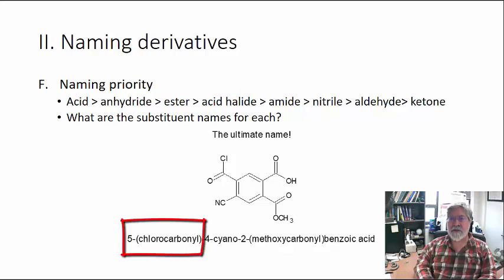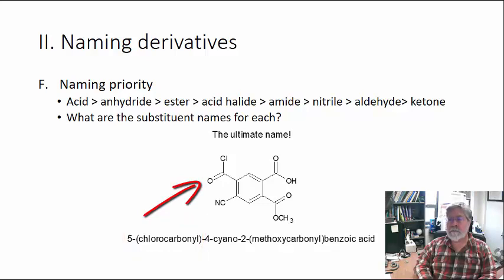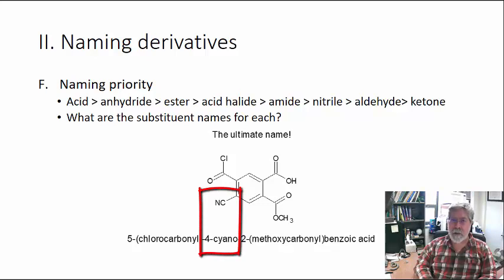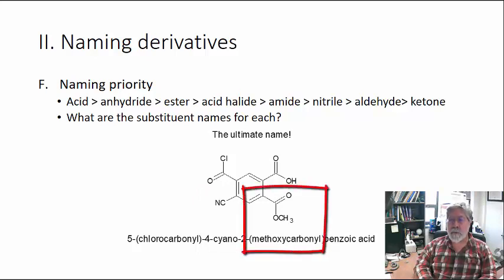Chlorocarbonyl. That is the substituent name for the acid chloride. I think the textbook uses chloroformyl, but that's okay. Chlorocarbonyl. The nitrile group is referred to as cyano, as a substituent. Cyano comes from cyanide, so that is the substituent name for a carbon triple bond N. The ester is called methoxycarbonyl.